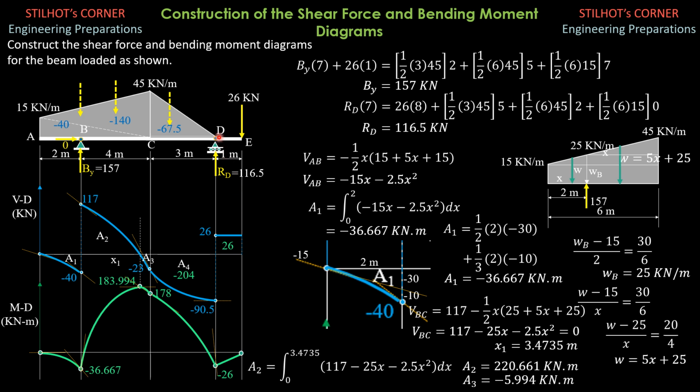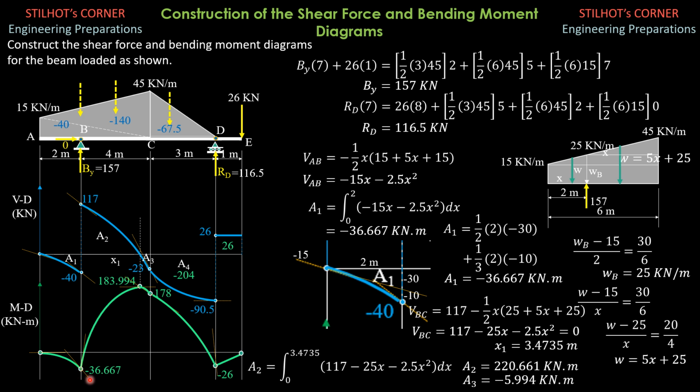Just like the moment at D, if you isolate it, clockwise the moment at D is positive. So moment at D plus 26 times 1 equals 0. So MD is negative 26. So that's why you have negative 26 here. So I hope that you know that. Without constructing the shear moment diagram, you can compute directly the negative moments which occur at the overhangs.